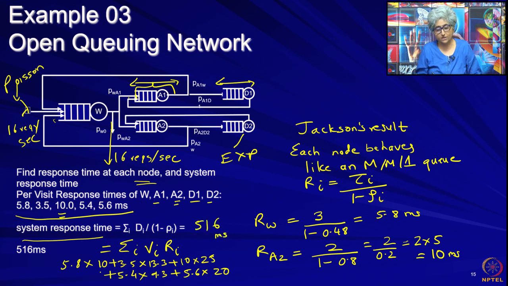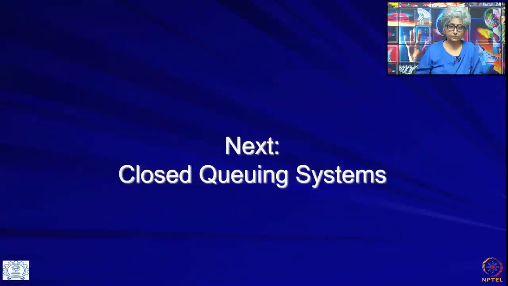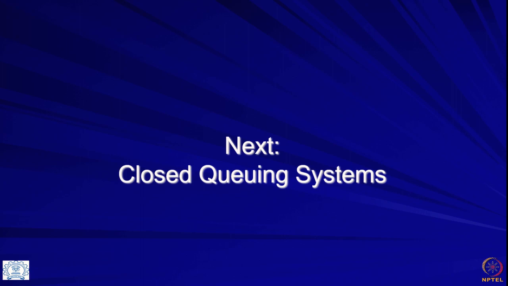You can verify all of this. Do not just follow this on video, feel free to pause it and do the calculations yourself. So this is the example for open queuing networks that we wanted to cover. In the next lecture, we will look at a completely different kind of queuing system, where the server and the queue are the same, but how we model the arrivals is different. Thank you.